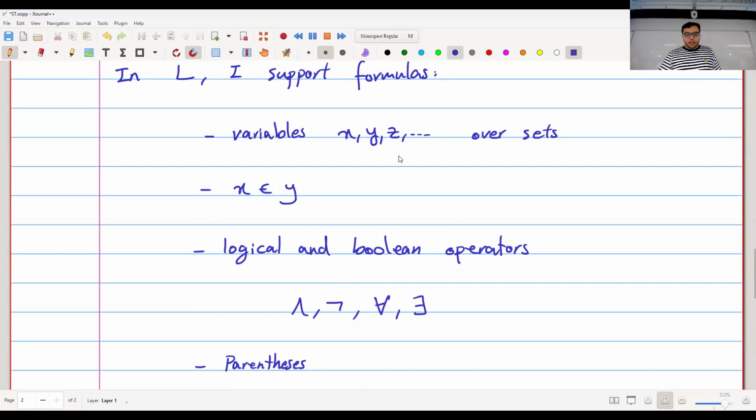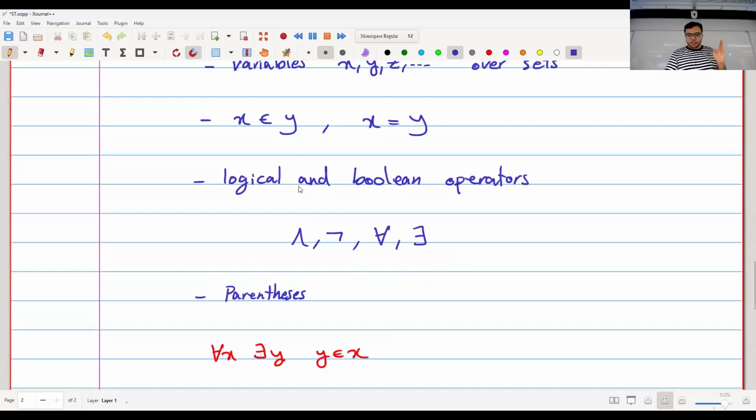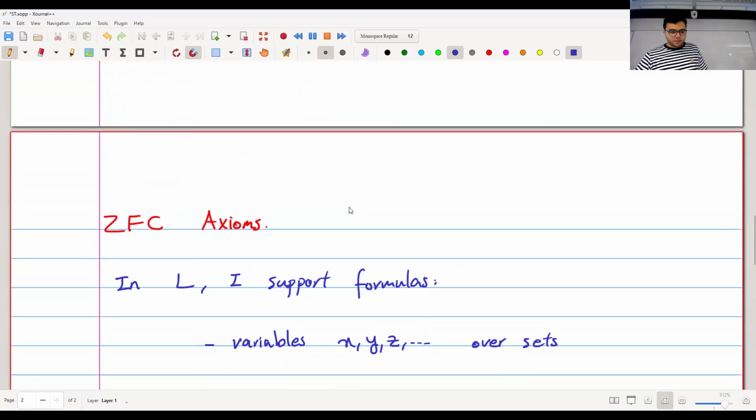Okay. So other than this, I want to also have equality. So I want to have another sign, equals, which just says that 2 sets are equal. So this is my language. All I can write is that I can do quantification. I can write Boolean things, logical things, and I can use these 2 as my atomic expressions. I can say some set is a member of another set, or some set is equal to another set. Okay. So this is our language.